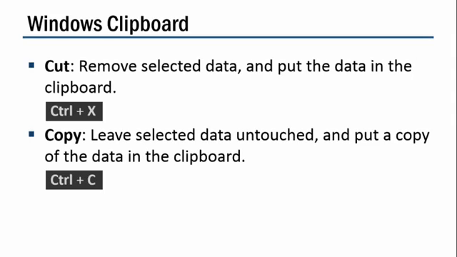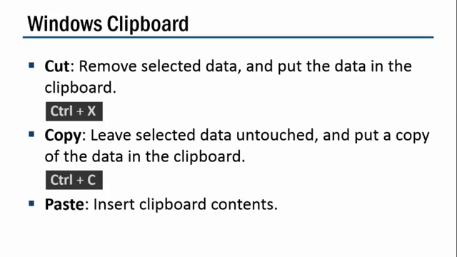I kind of think of it like a photocopy machine, because if you put something in a photocopy machine, you could make one duplicate, you could make several duplicates, but you can only have one thing on the glass of the copy machine at a time, and the Windows clipboard works the same way. So once you've cut or copied, to insert, you paste, and pasting inserts the content of the clipboard wherever you happen to be, wherever the mouse happened to click, and the shortcut for that is Control V.